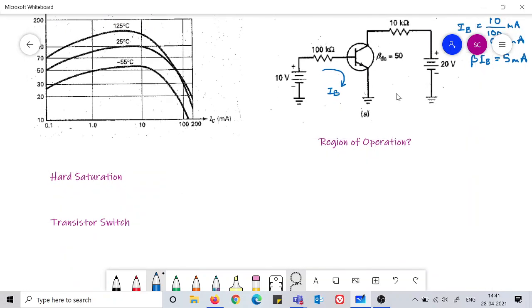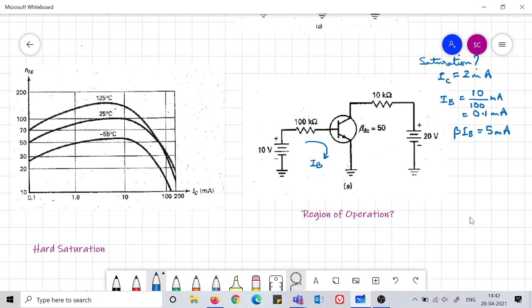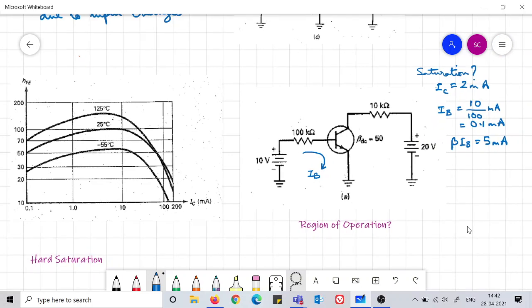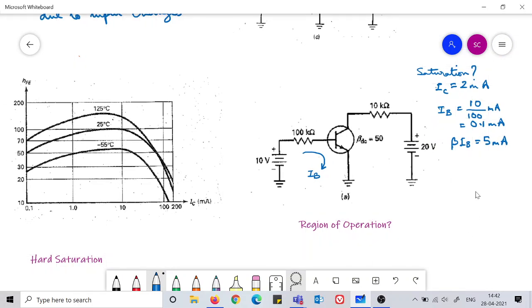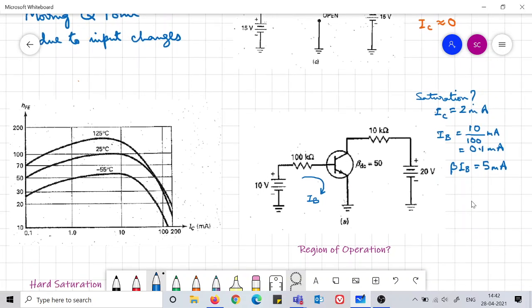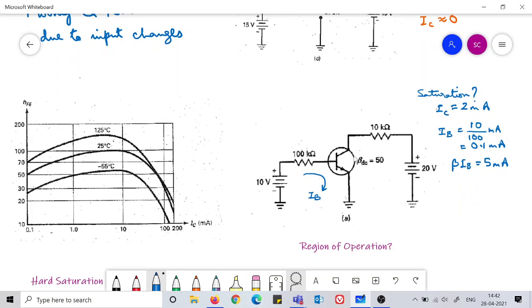So this analysis is also given in the book. One more analysis is there, with the VCE. I don't recollect that analysis. One can also try to understand what is the voltage across VCE and get it.